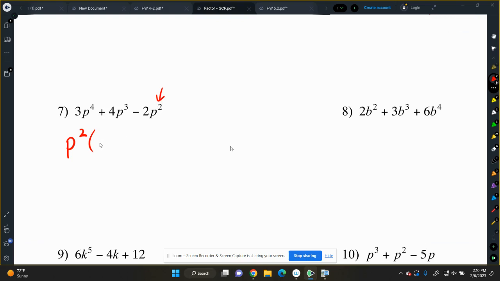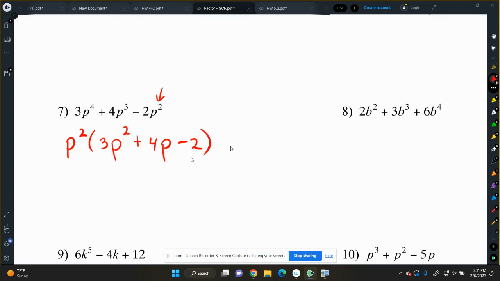What happened to the 3? You divide it by 1. What's 3 divided by 1? 3. So we have 3p squared plus, I still have 4 because I didn't touch the numbers, 4p minus 2.